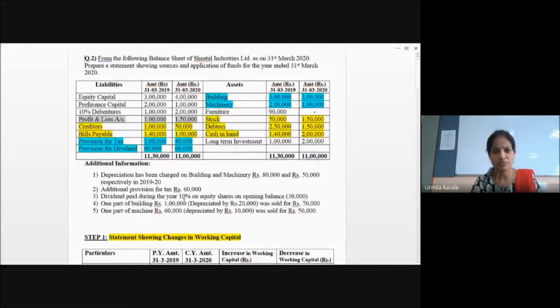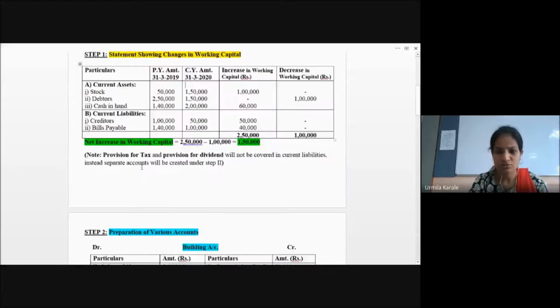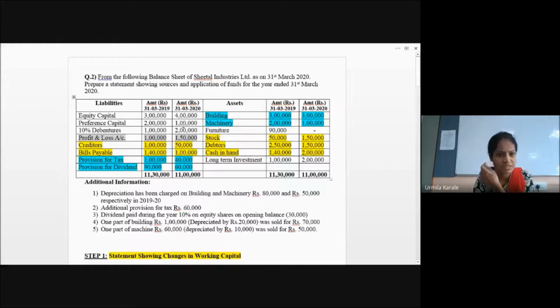Now go again to the first statement, this one. 3 became 4, 1 lakh we have shown as an issue. Preference has reduced. So you may have redeemed it. Redeemed means you are going to pay for it. So this will be application, 1 lakh payment, okay, for redemption of preference share. So in the fund flow, our money is going, right? So application side, redemption of preference capital. So 1 lakh.